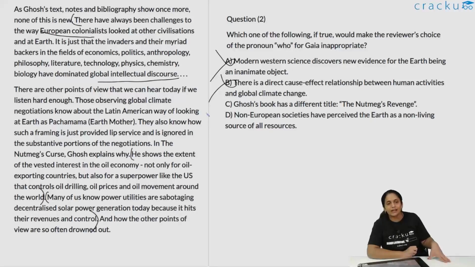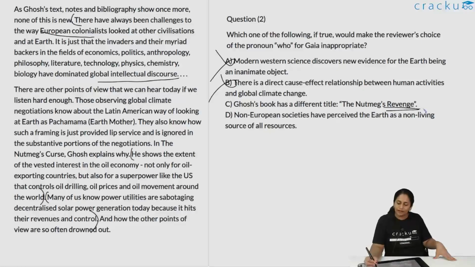So this is a conscious choice. So even if you put revenge, it doesn't weaken. If you said the nutmegs, something which cannot be done by a human or need not be done by a human, then you would be weakening the point. But this doesn't weaken the point, because even revenge is taken by humans only. So C is also incorrect.